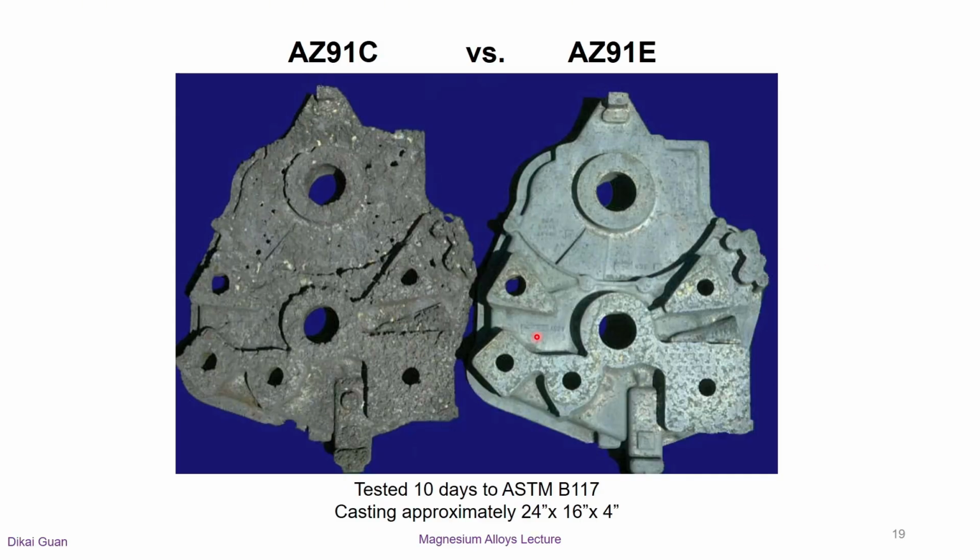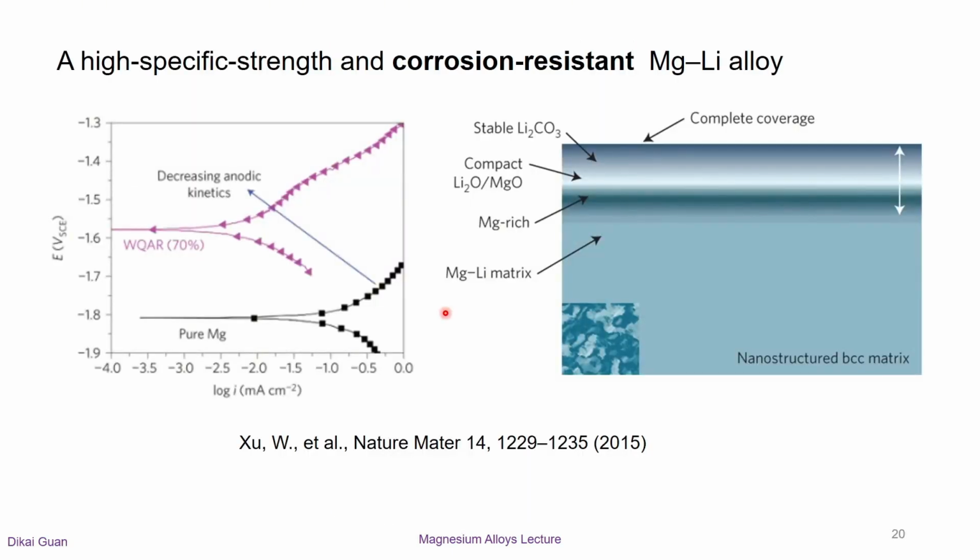For the big casting components, the same results can be obtained after salt fog testing. AZ91C was severely corroded, while AZ91E only had some surface pitting after 10 days of testing. Recently, a high specific strength and corrosion resistance magnesium-lithium alloy was designed. We can see from the left image that the magnesium-lithium-based alloy's corrosion resistance is even better than pure magnesium.